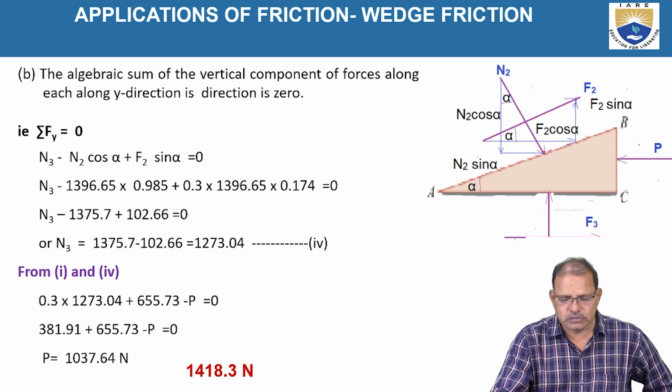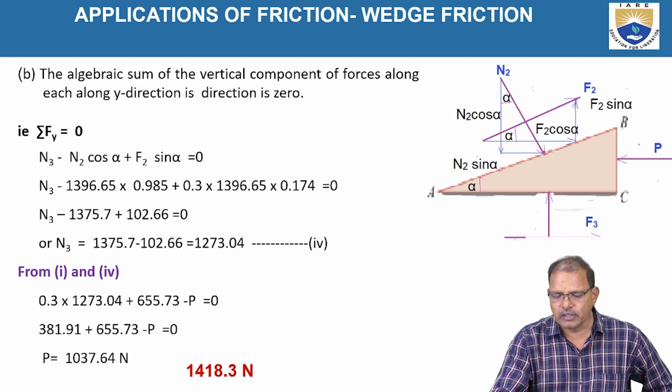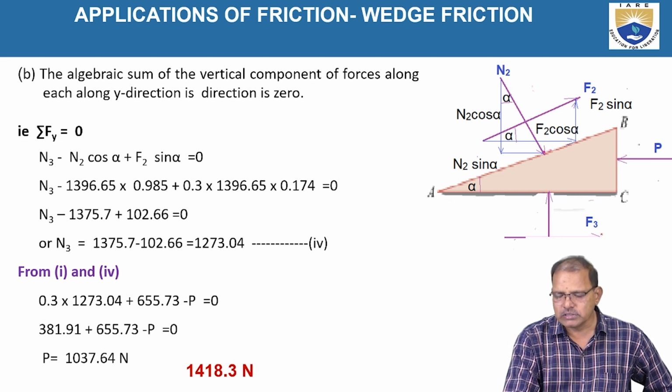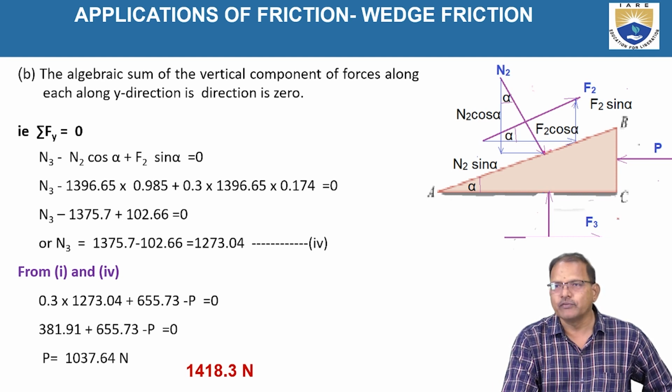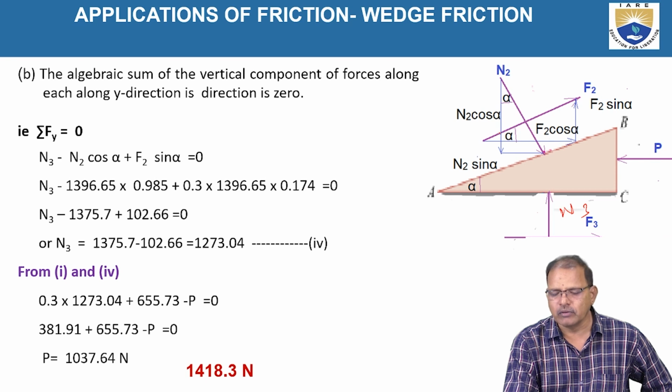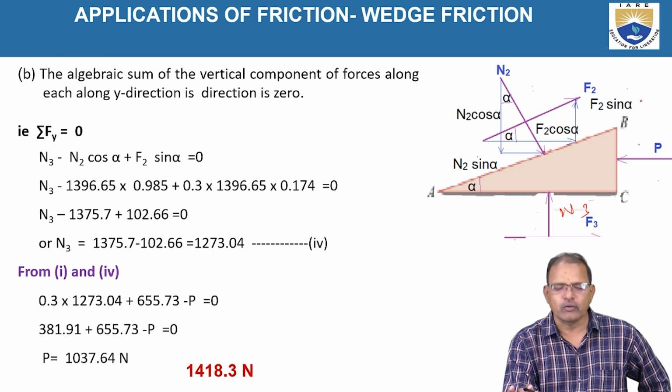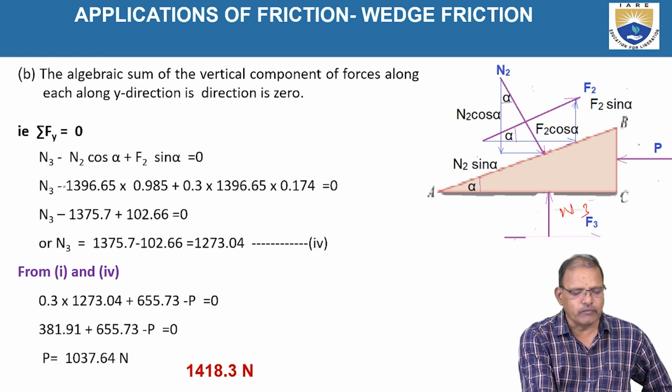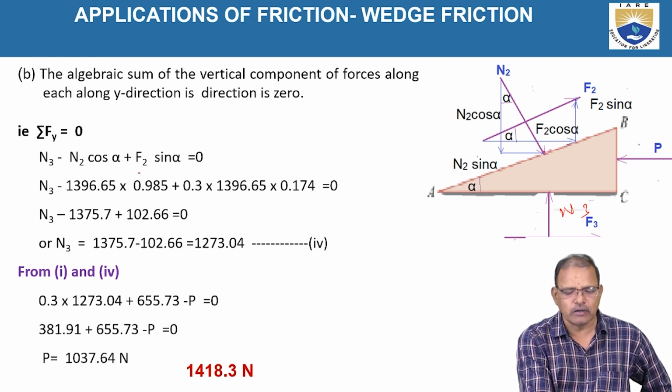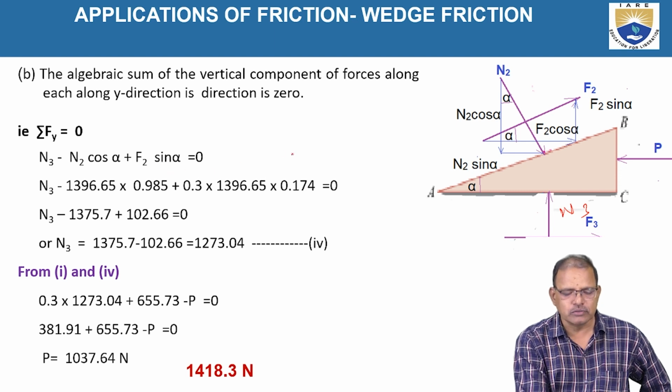Similarly, resolve the forces in the vertical direction, that is, sigma Fy is equal to 0. Here N3 is acting in the upward direction, the component of N2 is acting downward, and the component of friction force F2 is acting upward. The sum should be equal to 0. Hence, N3 minus N2 cos alpha plus F2 sin alpha is equal to 0.